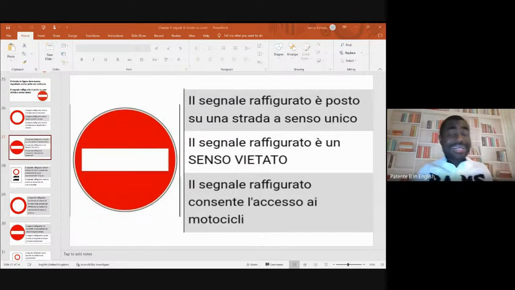So this sign, it allows the entrance of motors, and the answer is false. Because we don't have any pannello integrativo giving an extra information to what we know by this general signal. So if I come across the general signal alone, no vehicle is allowed to enter. If you want to use the road, the law says that use the road or enter from the other sense.